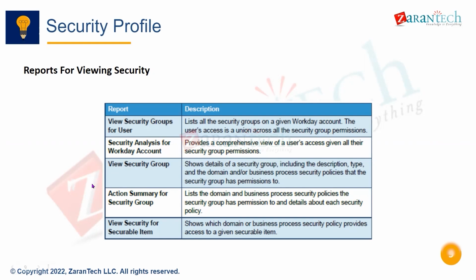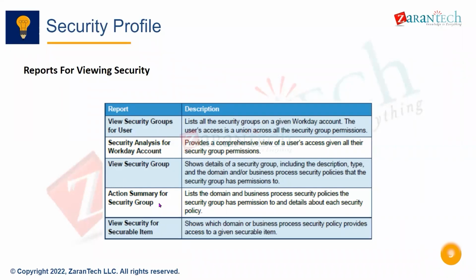Got it? And View Security Group: if you want to view any security group detail, you just go to View Security Group, mention the security group, and then you will see the domain and the functional area. You can also see the business process, the security policy, and what kind of security permission that particular security group has. And Action Summary for Security Group lists all the domains and the business process security policies that the security group has permission to, and detail about each of the security policies.